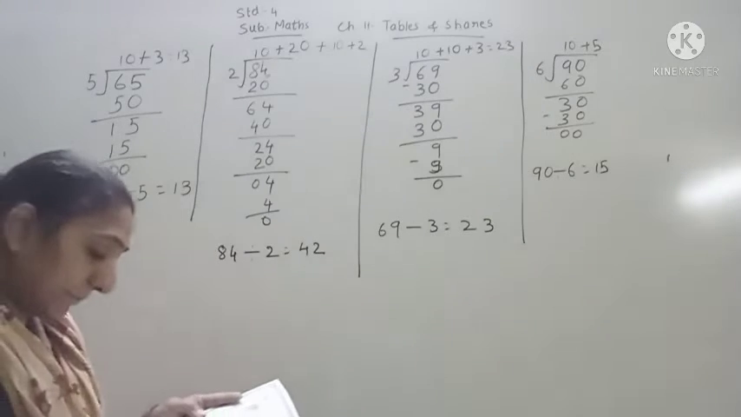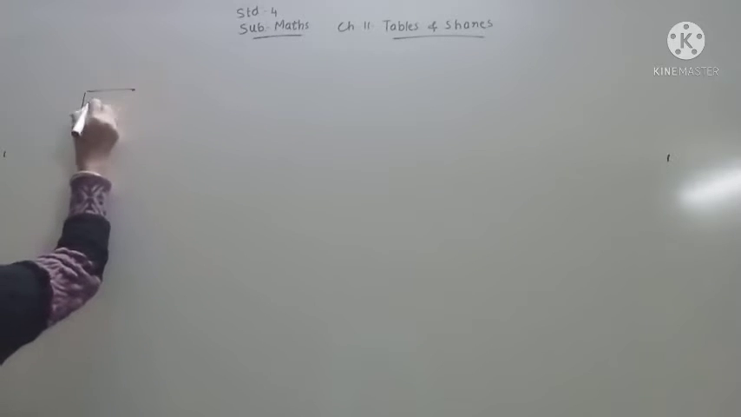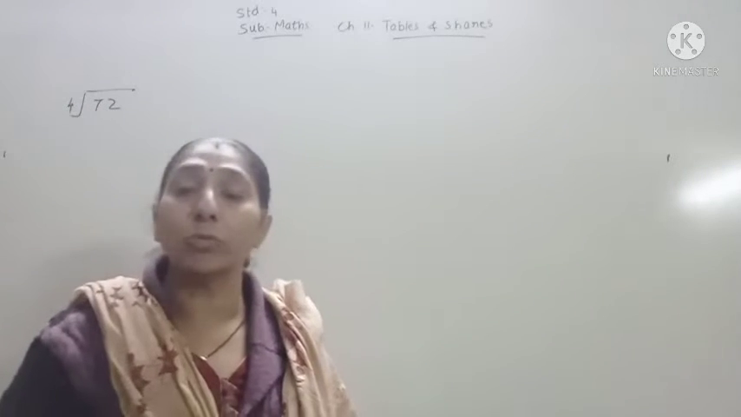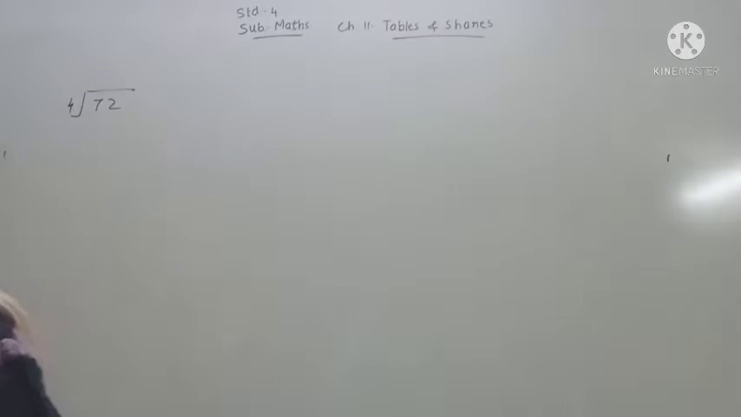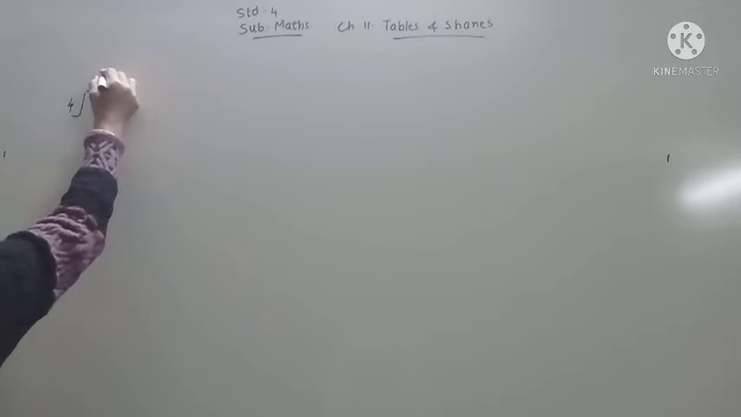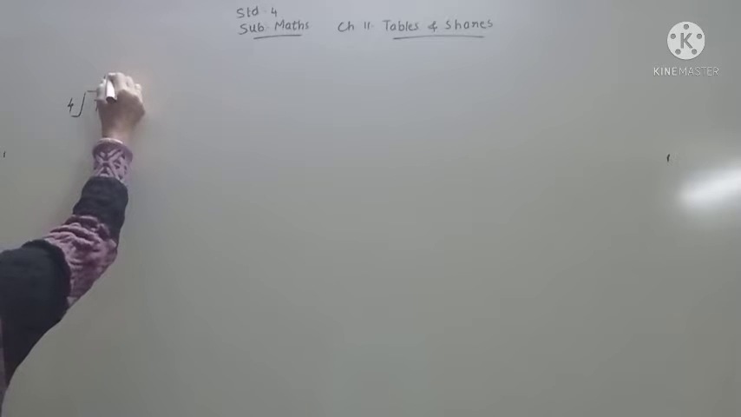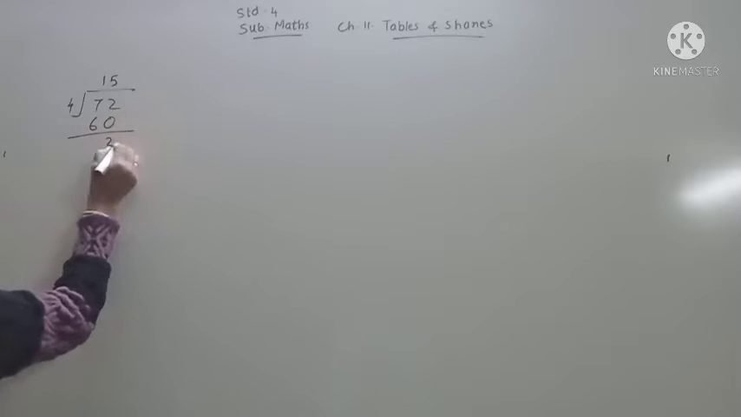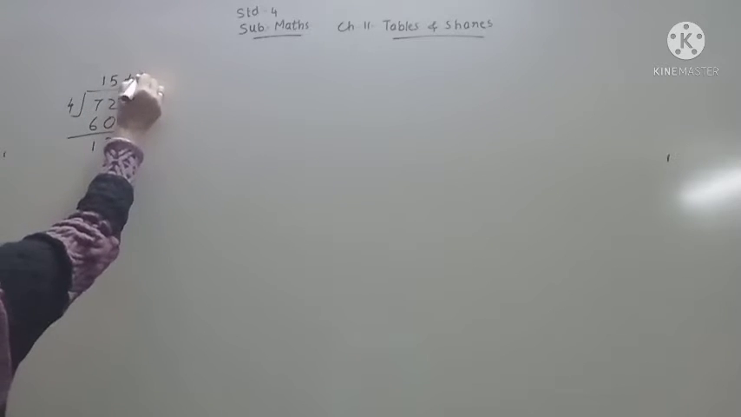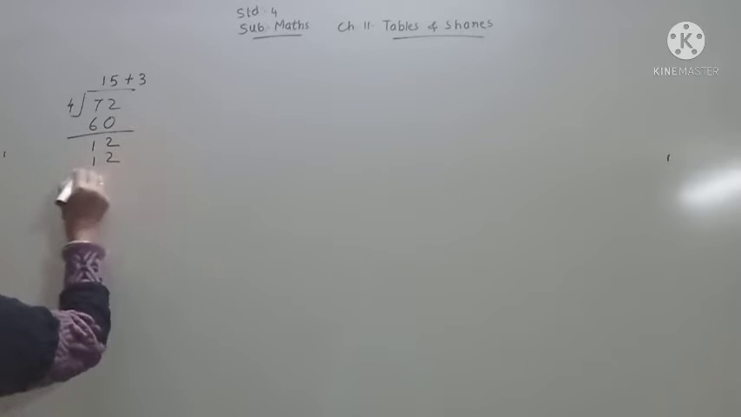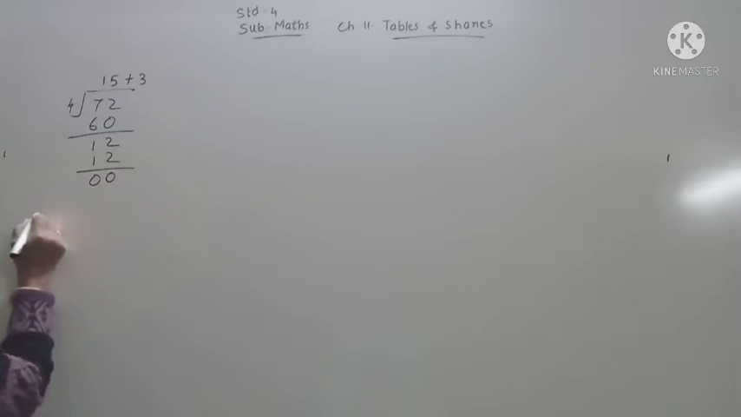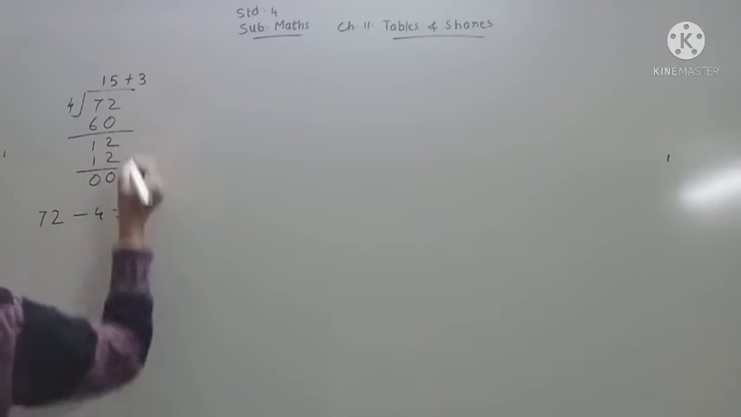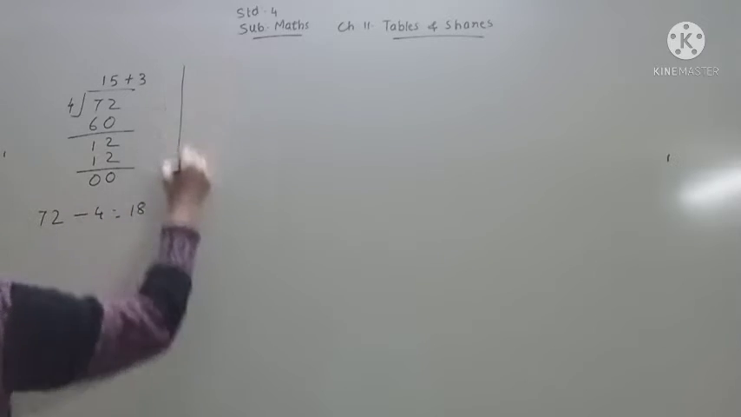Now the next is 72 divided by 4. So 4 15s are 60. 12 left, 4 3s are 12. 0 0. So what will be the answer? 72 divided by 4 is equal to 15 plus 3 is equal to 18.